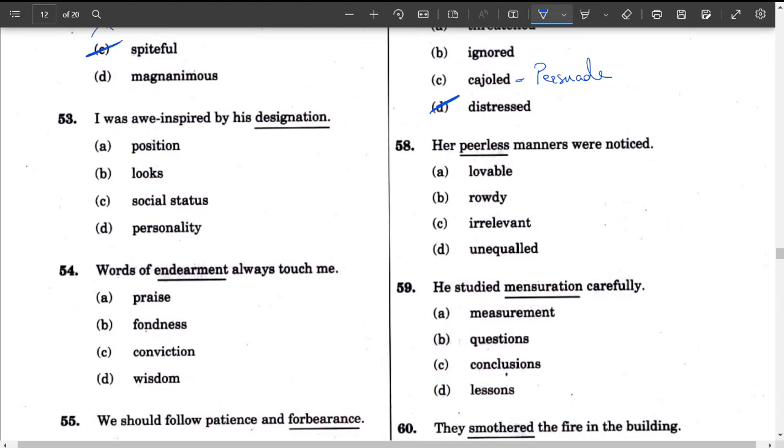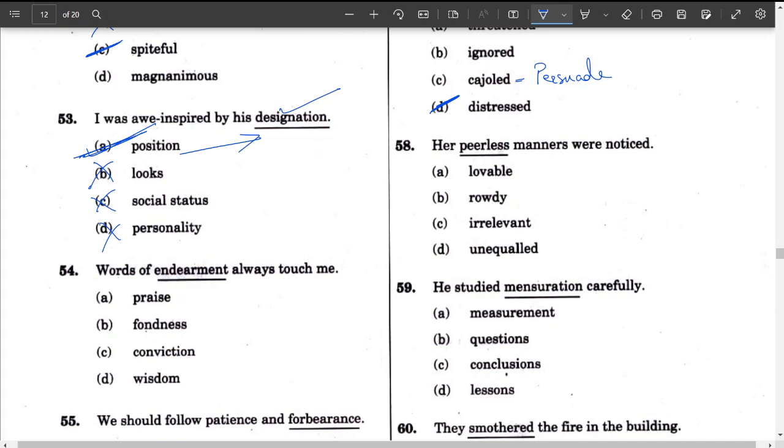Next one, I was awe inspired by his designation. Designation means his job. What we can do, look here, not looks, position. Social status no, personality no, only A can be used. Position in his office, designation in his office.